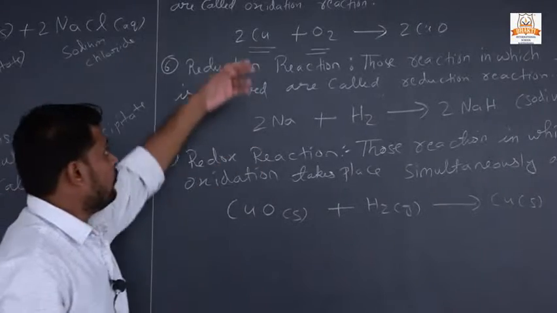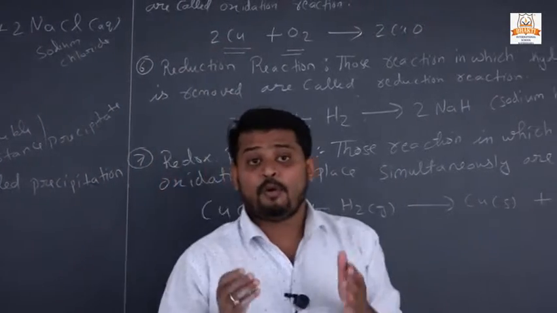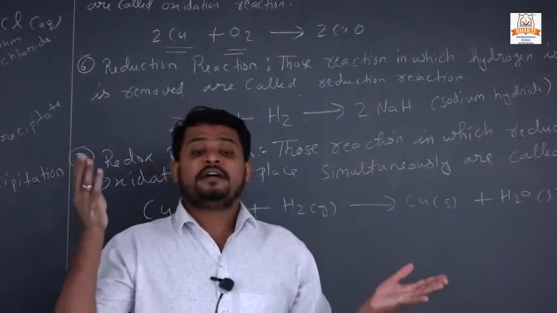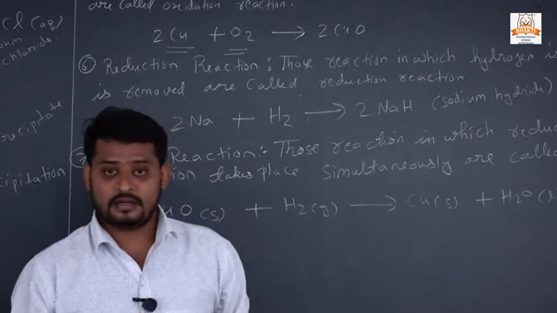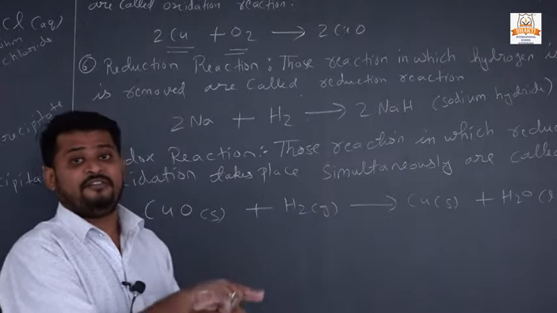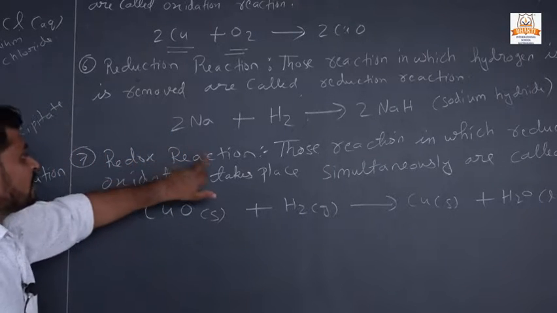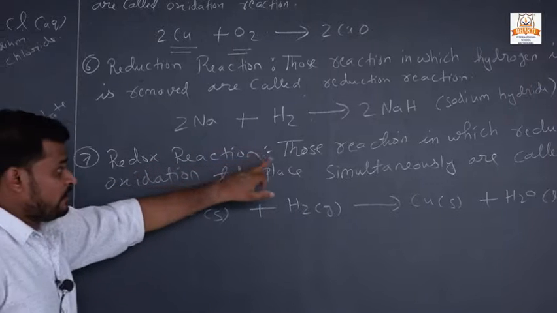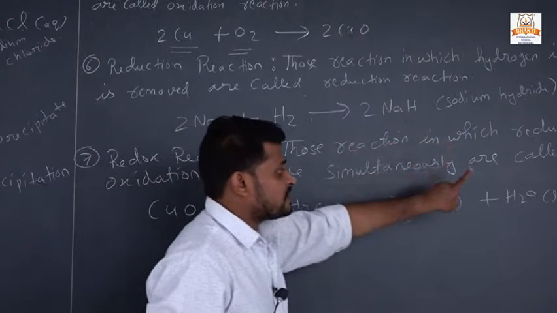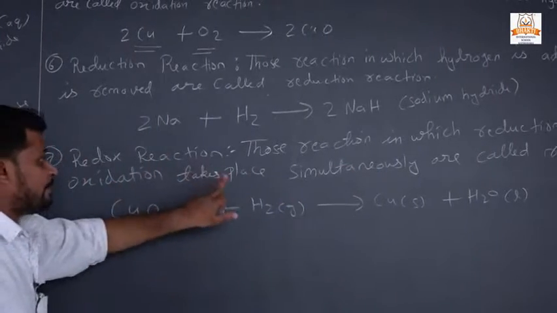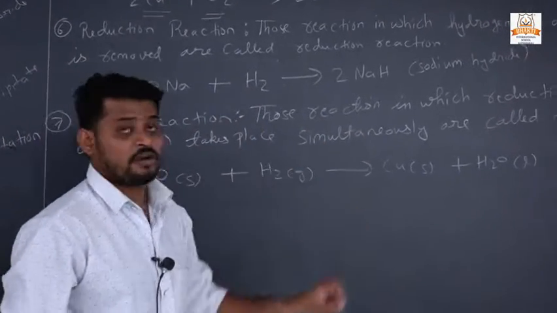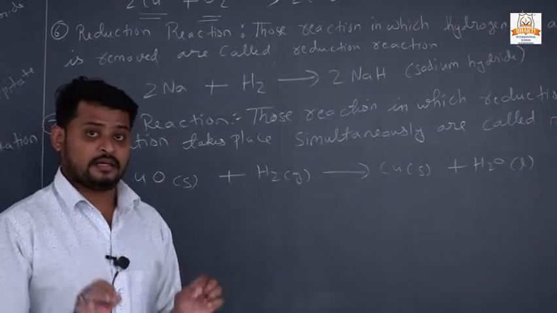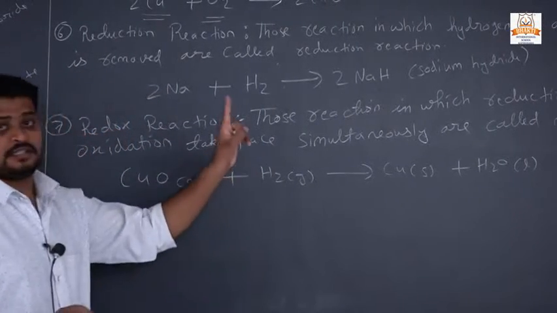Now, in some cases both reactions come together, oxidation and reduction at the same time. That type of reaction we call a redox reaction. In a redox reaction, reduction as well as oxidation take place simultaneously. Both reactions are happening together. That reaction is called a redox reaction.